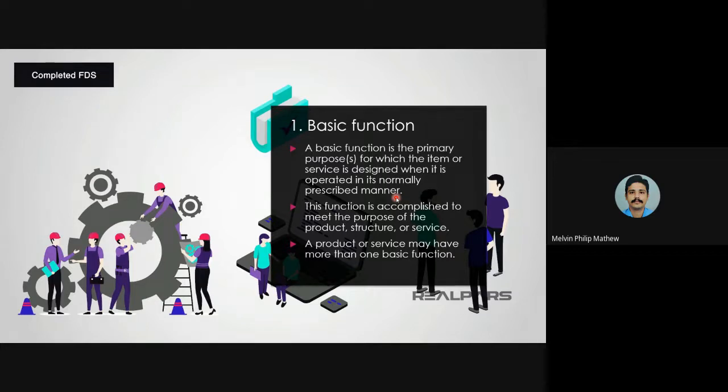Okay, and other functions that I had told you about, that is a cup holder, providing a cushion, etc., are secondary functions. So you can see a basic function is the primary purpose for which it is designed. This function is accomplished to meet the purpose of the product, structure, or service. The product is designed basically on the base of the basic function, and then accessories are added into the primary product to produce secondary function. Okay, that is how it is.